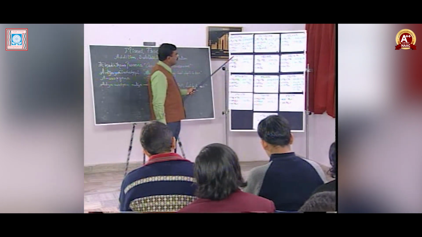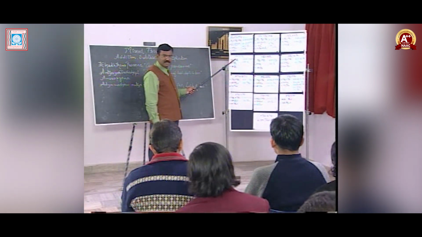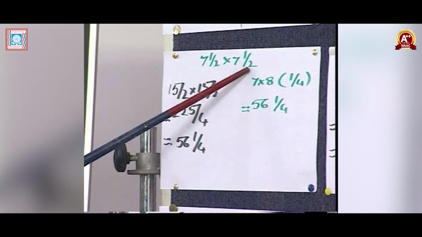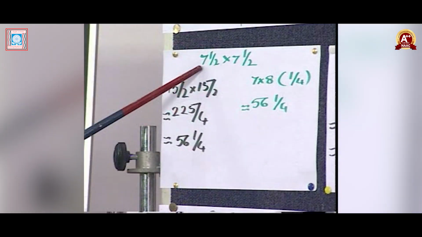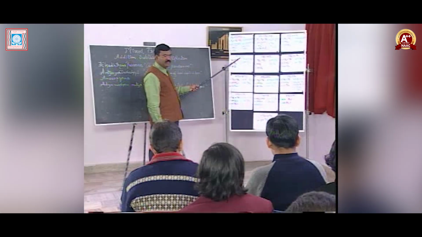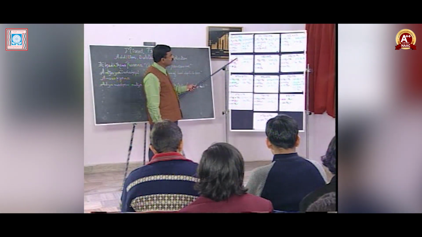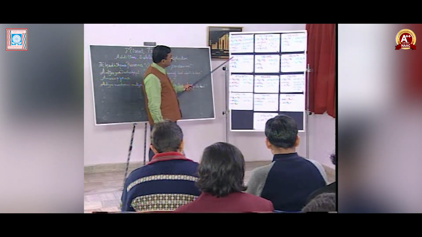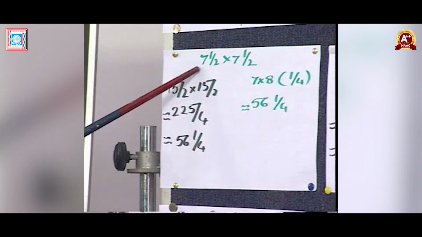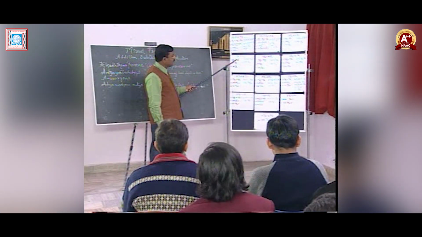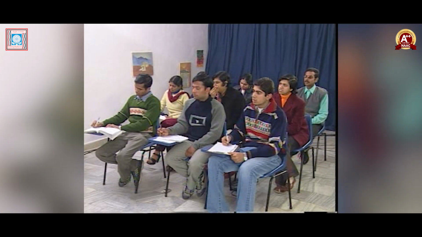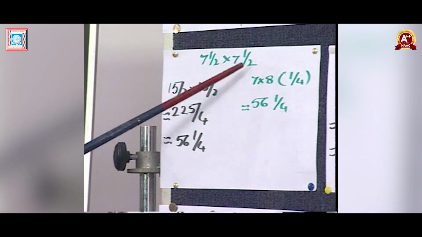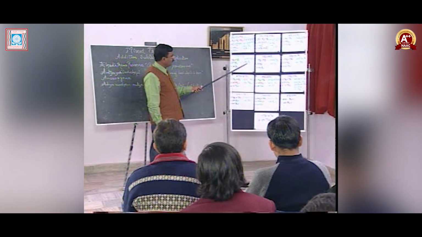Okay, this is for odd numbers. 7 integer 1 by 2 multiplied by 7 integer 1 by 2. This full value is also 7 in both the cases. Fractional values are 1 by 2 and 1 by 2. Hence, you can directly do the things. 7 plus 1 is 8. 8 7s are 56. That is the left part of your answer. 1 by 2 multiplied by 1 by 2 is 1 by 4.